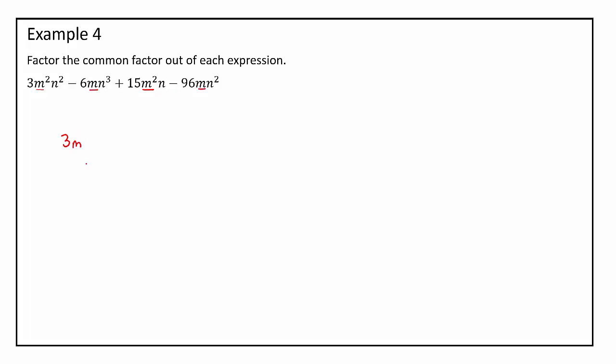I'm going to look at the n's and do the same thing. All of them have at least an n, but no higher, so I'm going to take out an n, and then I'm going to divide each of these by 3mn. And I'm going to try really hard not to accidentally write all m's or all n's because that is not helpful.